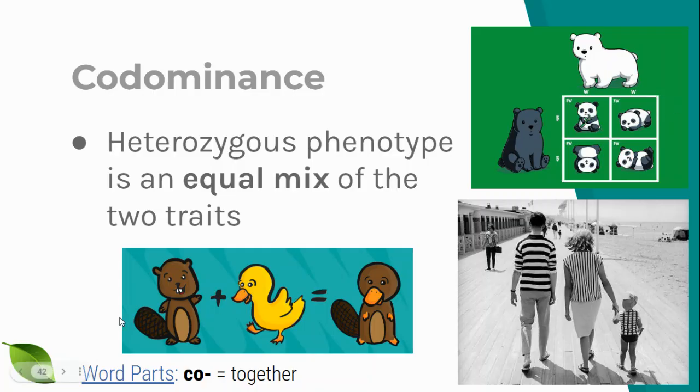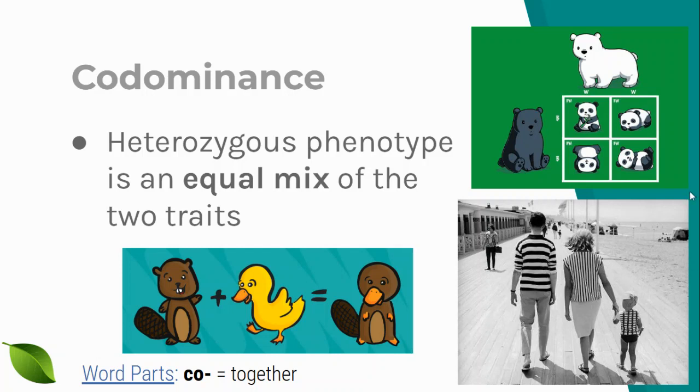Some other silly examples, right? A beaver crossed with a duck would get you a platypus. It shows the traits of both beaver and duck together. This is just a silly joke, right? Horizontal stripes crossed with vertical stripes would get you a heterozygous phenotype of both horizontal and vertical stripes.